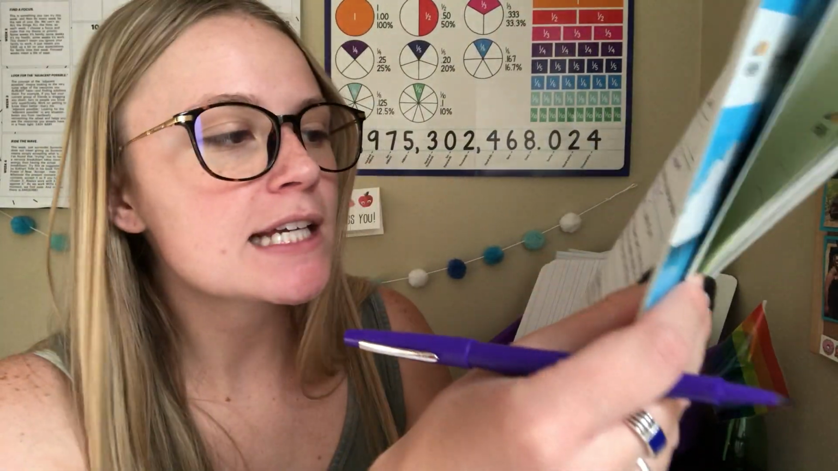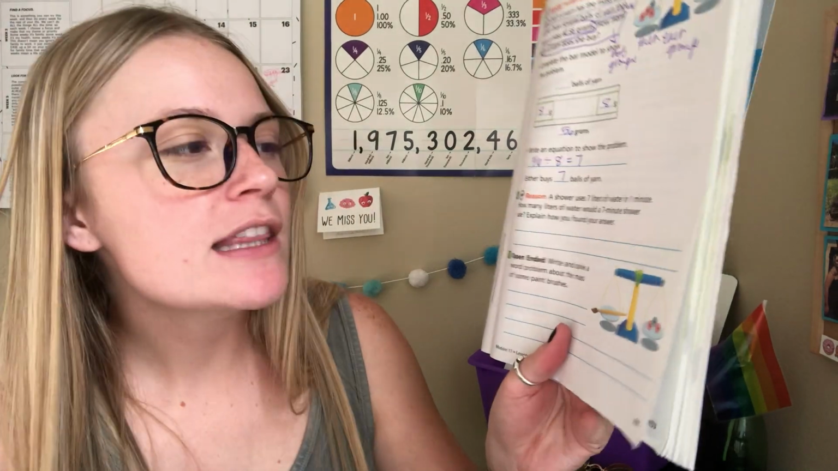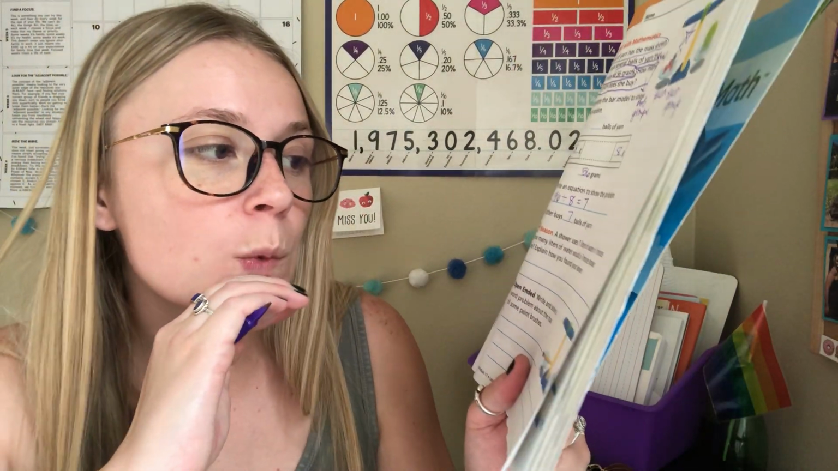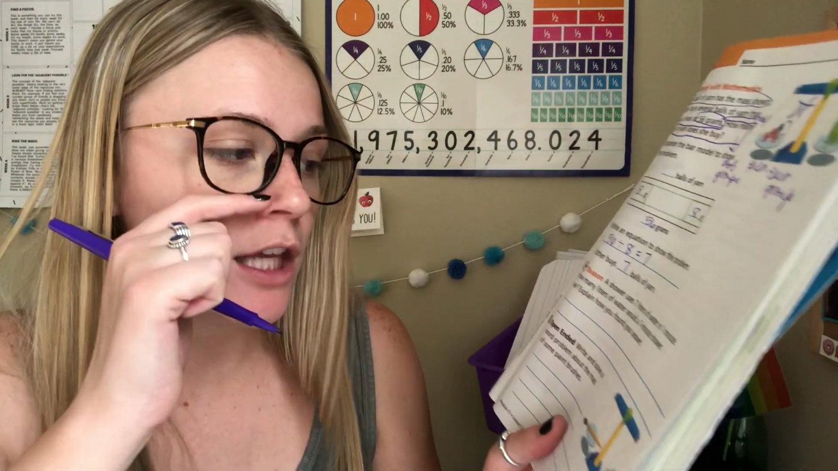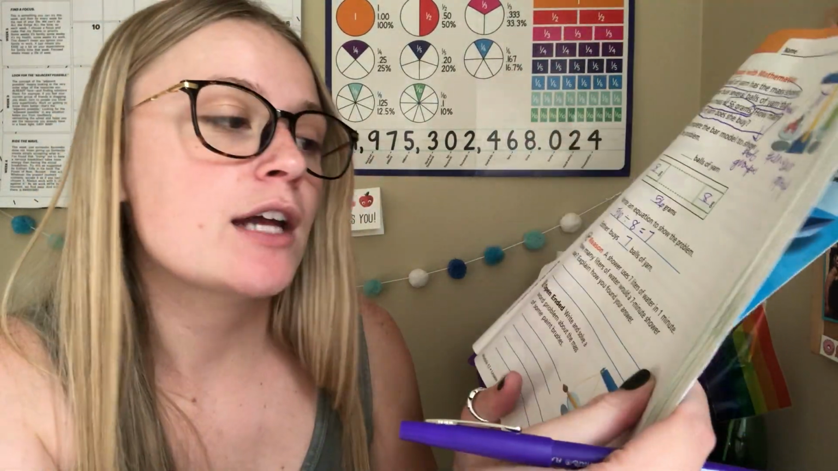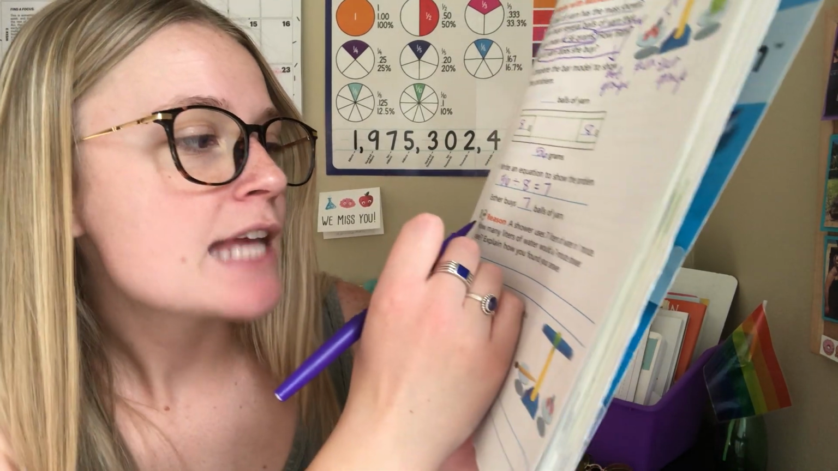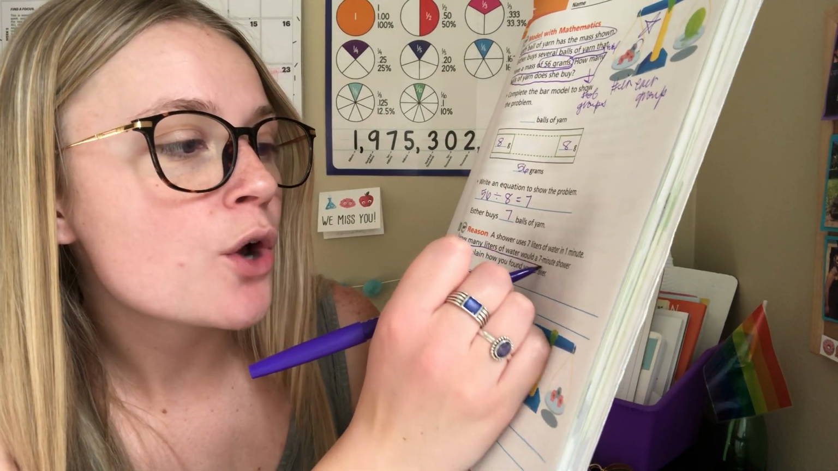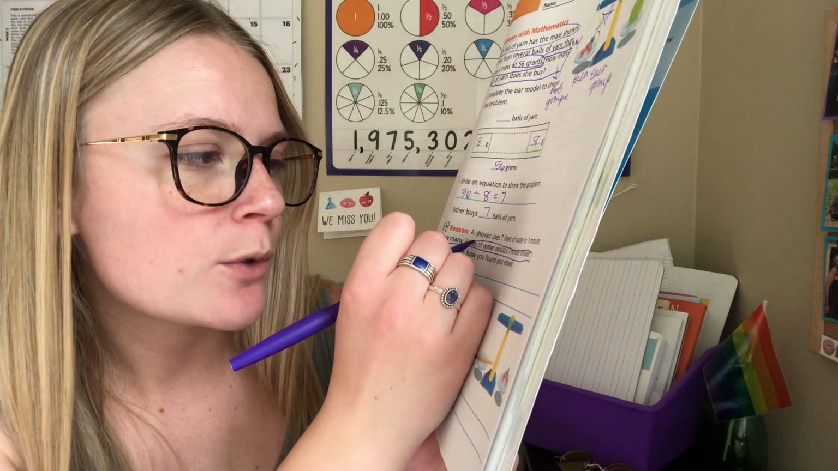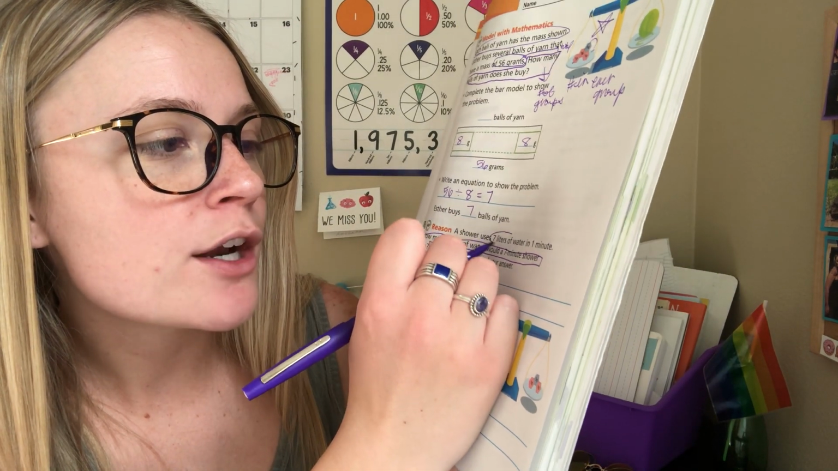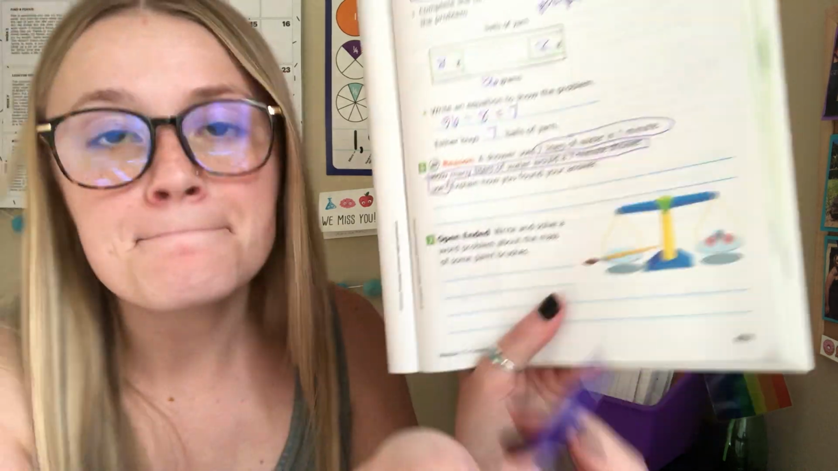Woohoo! Okay, number 6. A shower uses 7 liters of water in 1 minute. How many liters of water would a 7-minute shower use? Explain how you found your answer. So, I'm trying to find how many liters of water would a 7-minute shower use. Okay, a shower uses 7 liters of water in 1 minute.